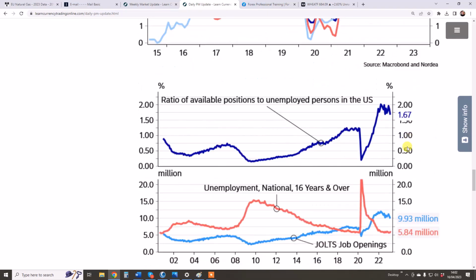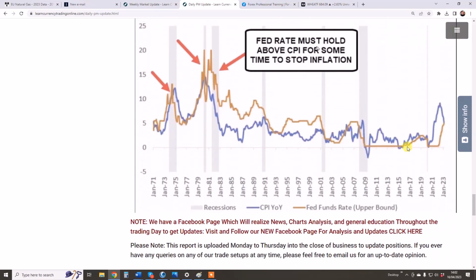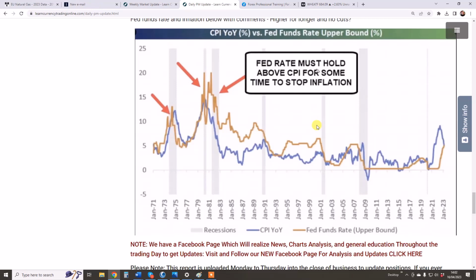Now, in terms of interest rates and cuts, this is a good chart to keep in mind. Someone posted it in the Facebook group, so I'm going to use it. It's a really good one. Fed rate must hold above CPI for some time to stop inflation. You can see it where they've highlighted with the red arrows here on the left. Yeah, we're basically at the same level here, okay?